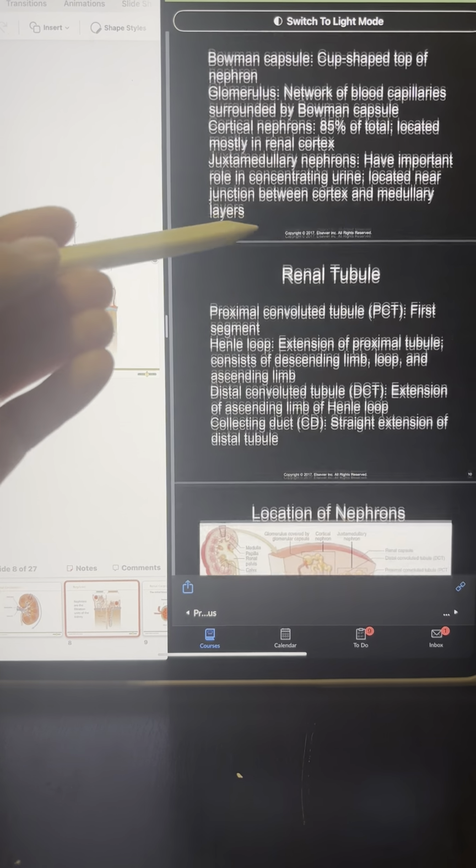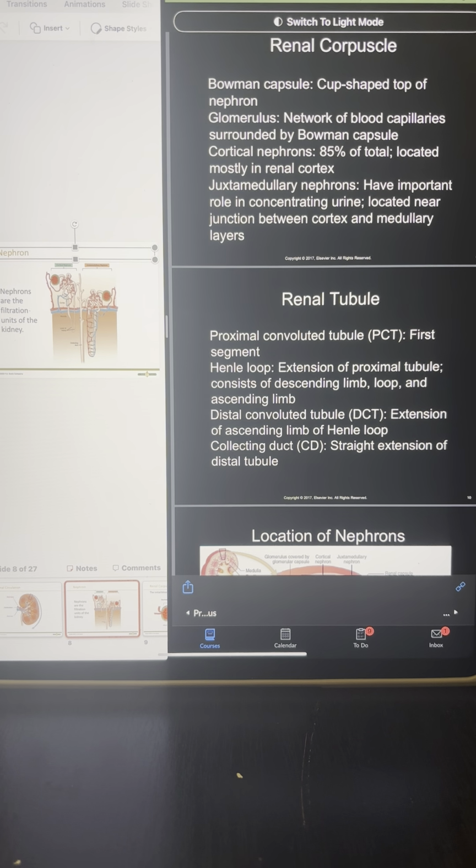Now, glomerulus, network of blood capillaries surrounded by your Bowman capsule. So just like I said, cortical nephrons are 85% total, located mostly in the renal cortex. Your juxtamedullary nephrons have an important role in concentrating urine, located near junction between cortex and medullary layers. All I need you to know is they're nephron units. They're the functional units of the kidneys. They do just about the same thing. One dips a little bit lower, which is where that salt and water and stuff, but just see them for now the same, okay?